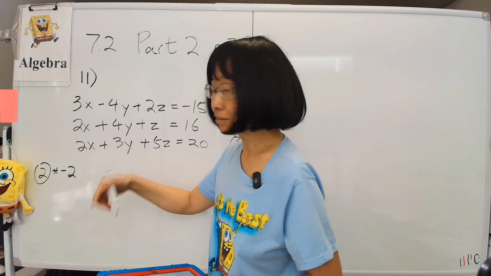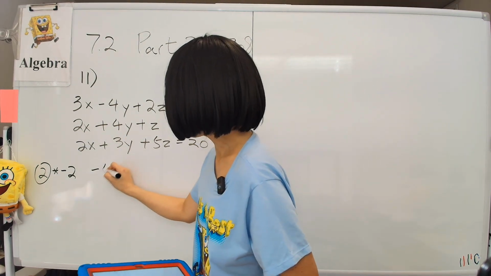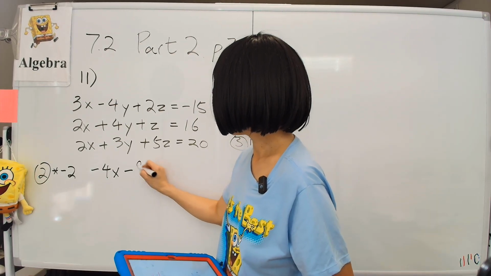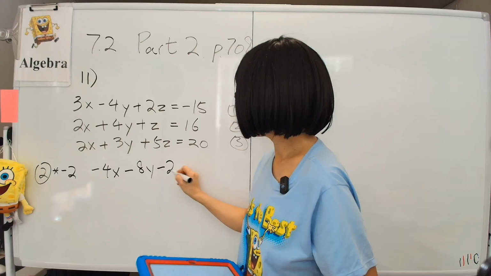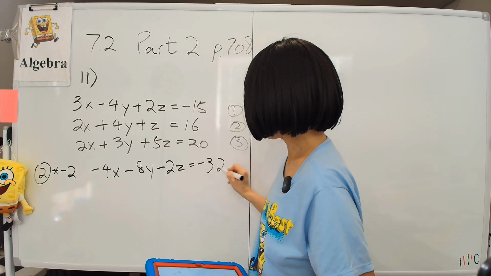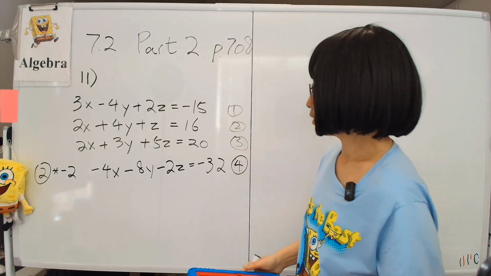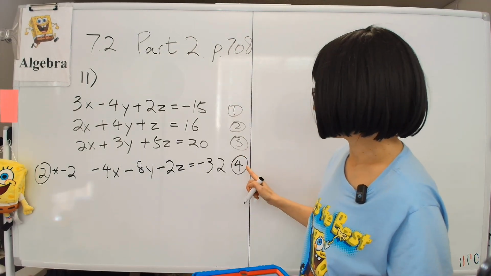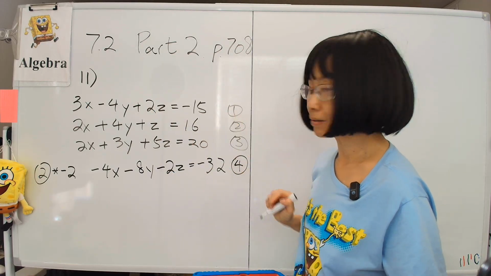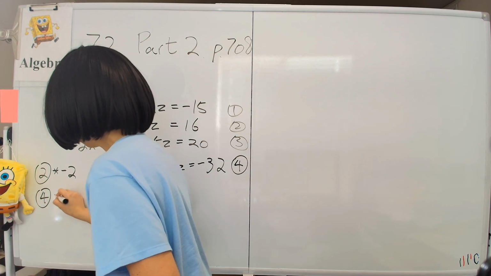Now equation 2 times minus 2 is going to equal minus 4x, minus 8y, minus 2z equal to minus 32. And then we will call that equation 4. There's a minus 2 and a plus 2, so we'll take equation 4 plus equation 1. So let's do equation 4 plus 1.